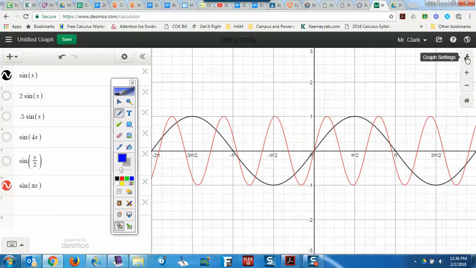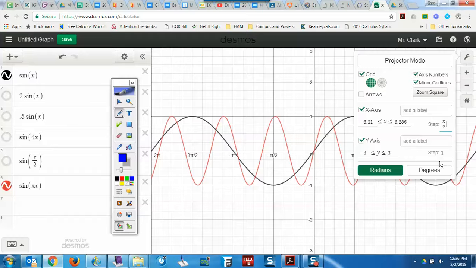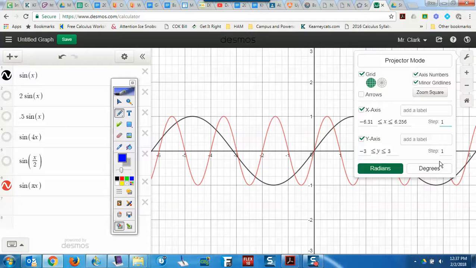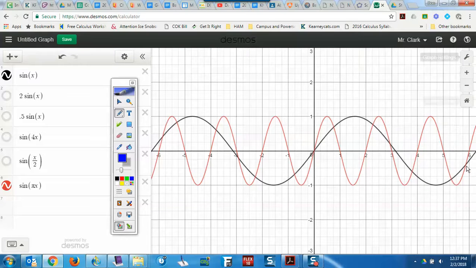Well, if we go back to our tools, now it looks like we don't want pi halves to be a mark anymore. Let's go back and do a step of 1. And let's see what's happening there. Oh, sure enough, look what's happening. One cycle goes right at 2. It was 2 pi before, wasn't it? And now, when that pi was on the inside, it made one cycle go 2 units. Okay? So we're going to talk about that next.